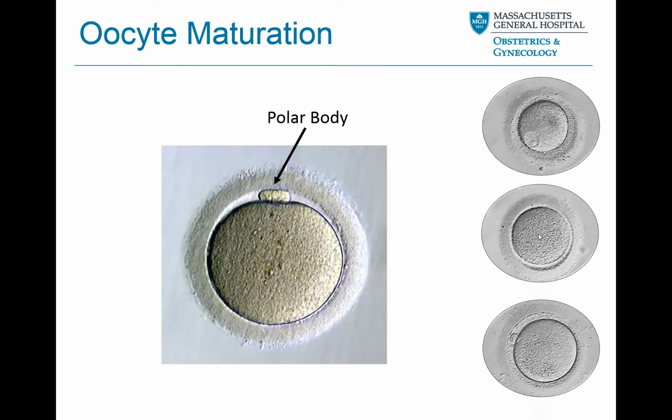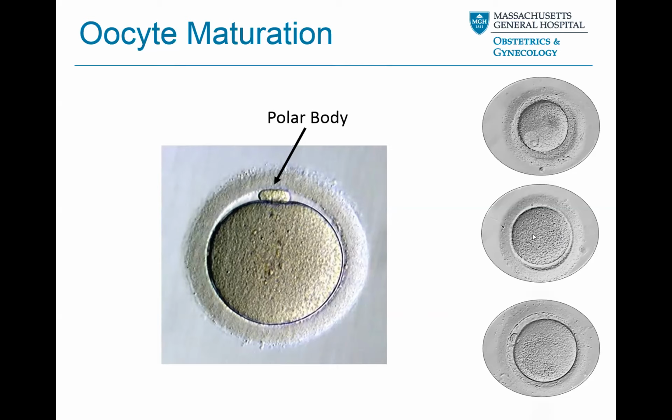This next egg right below it is at the metaphase 2 stage of meiosis. So here, it's also not mature. It's not capable of being fertilized. And what we see when we do retrievals, which is pretty normal, is about 80% of all the eggs that are retrieved on average are mature and capable of being fertilized.